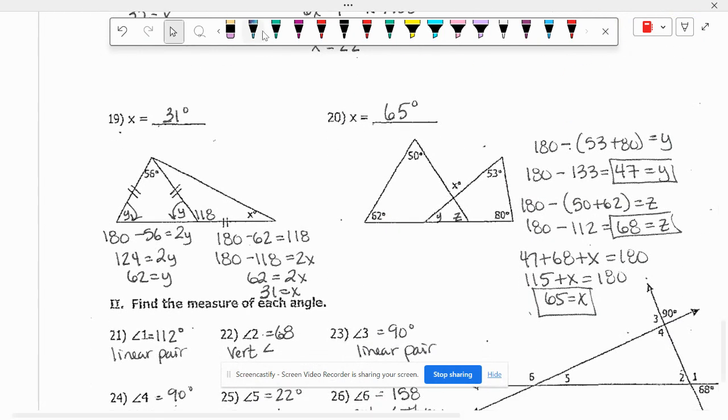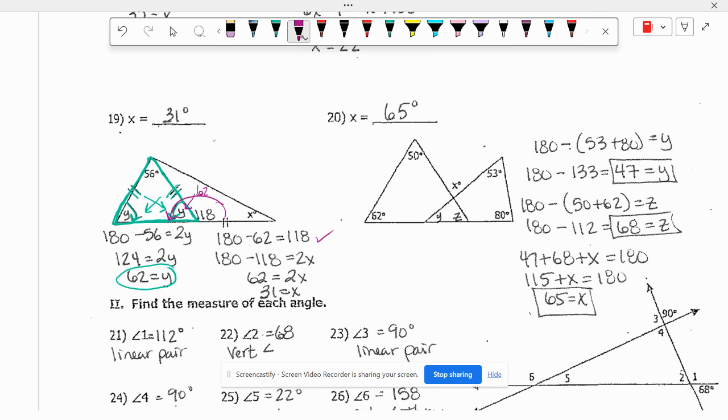Number 19. So number 19, this first triangle is an isosceles triangle. And what do you know about isosceles triangles? Well, they have two sides that are the same. And notice that the angles opposite of the congruent sides, so this angle and that angle, those angles are congruent to each other. So 180 minus 56 equals 2Y, which means Y equals 62. So if this measure right here is 62, and this forms a linear pair, then 180 minus 62 is 118.